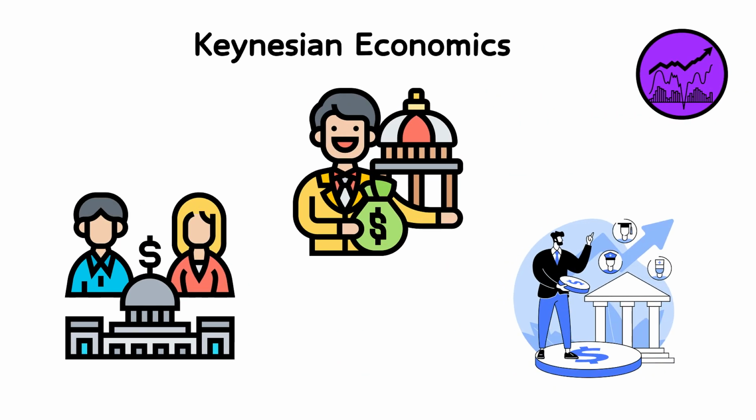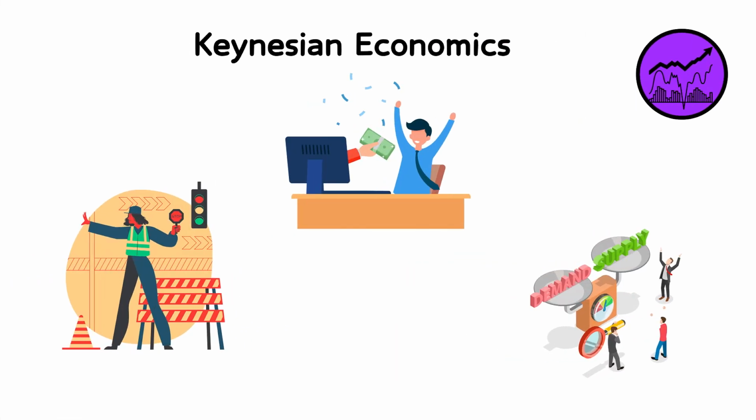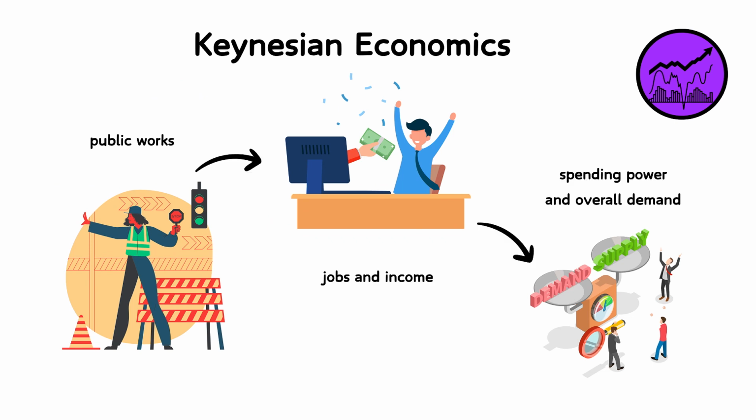To break this cycle, Keynes advocated for active government intervention, primarily through fiscal policy, such as government spending and tax adjustments, to boost demand. For example, during a recession, the government can increase spending on public works, giving people jobs and income, which in turn increases their spending power and overall demand in the economy.